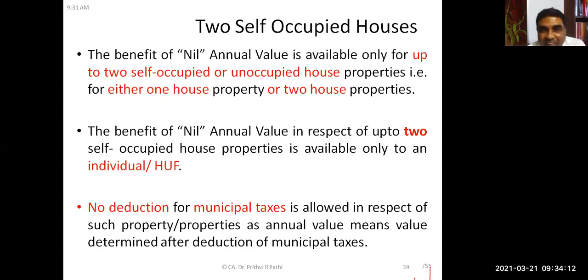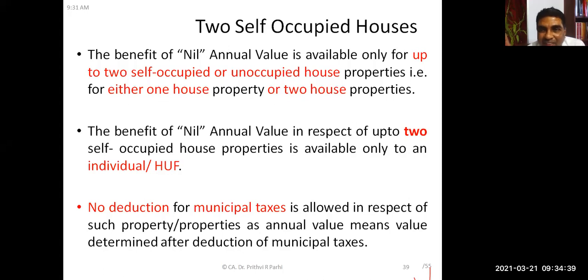So the benefit of nil annual value is available only up to 2 self-occupied houses or unoccupied houses. Up to 2 means either for one house or for 2 houses, maximum 2 houses. And this benefit is allowed only to an individual or to HUF.